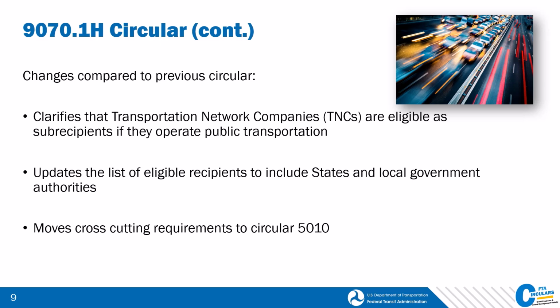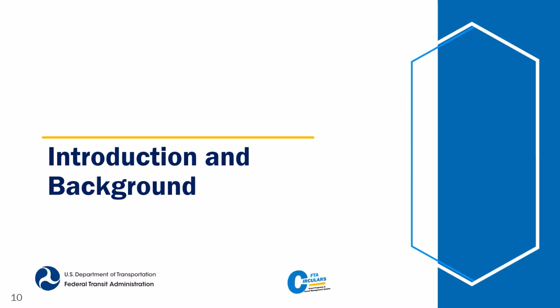This circular also updates the list of eligible recipients to include states and local government authorities. And then finally, this circular moves the cross-cutting requirements to Circular 5010. So, those are the major changes you will notice in 9071H. And now I'm going to turn it over to our speaker today, the Section 5310 Program Manager, Destiny Buchanan, to take us through the circular in depth.